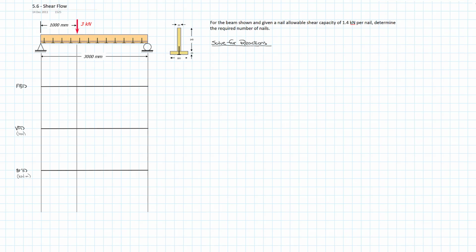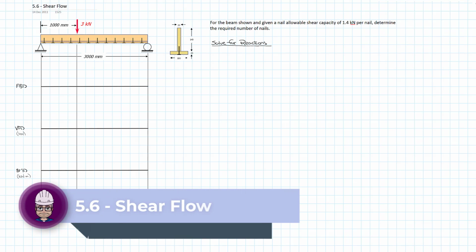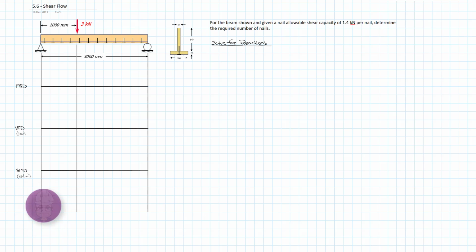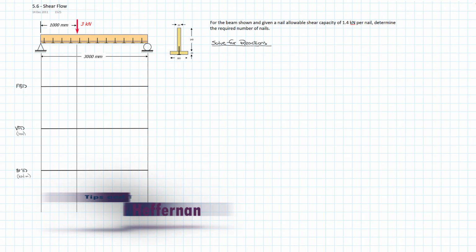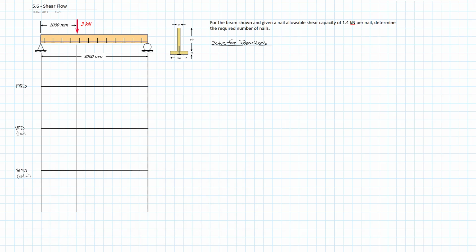Hi, welcome back. So we've got a fairly long problem in front of us. I'm not going to spend a lot of time with introductory comments because I want to get into it and work our way through it. It's kind of a comprehensive question because it's going to take us through most of the calculations that we might include in a classic flexure problem.